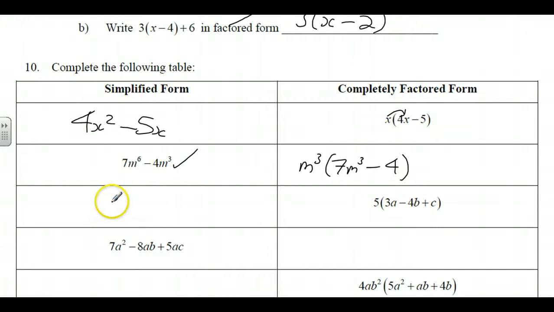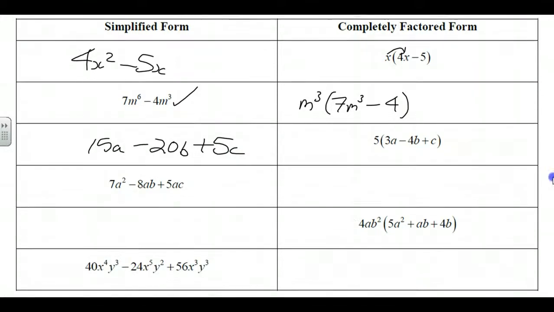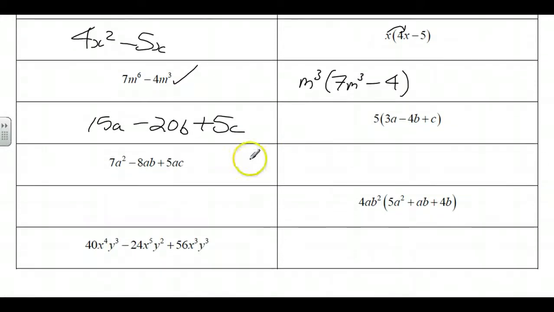This will be 15a minus 20b plus 5c. And that is the simplified form. Just multiply out the factored form.